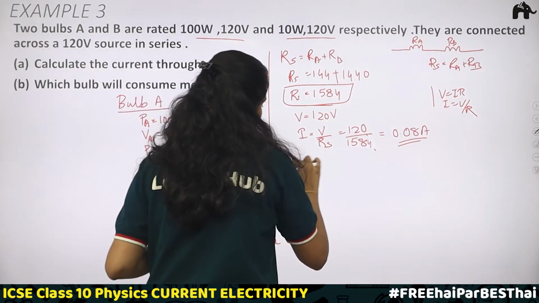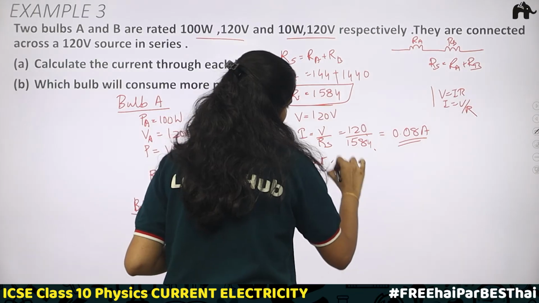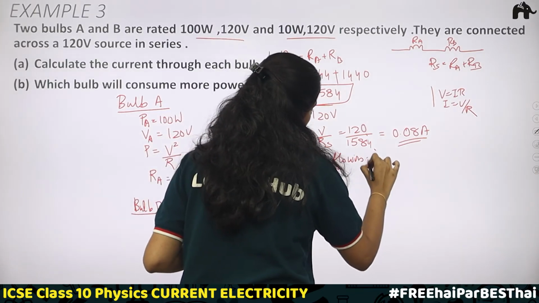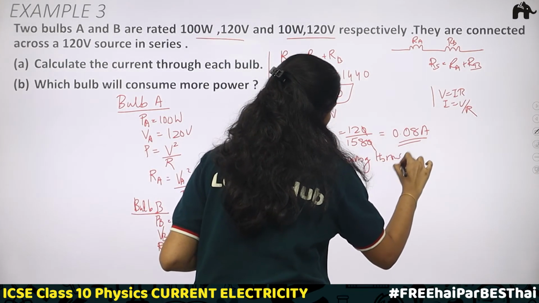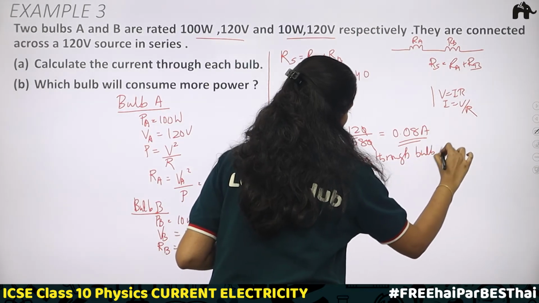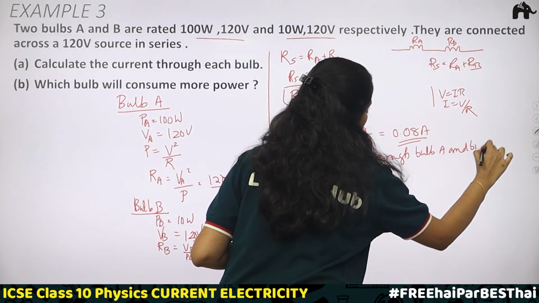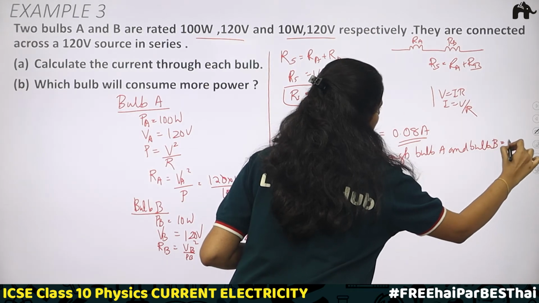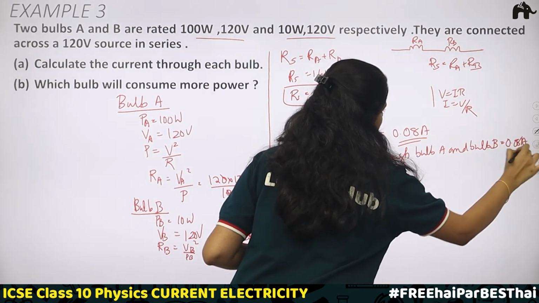Current flowing through bulb A and bulb B is equal to 0.08 amperes.